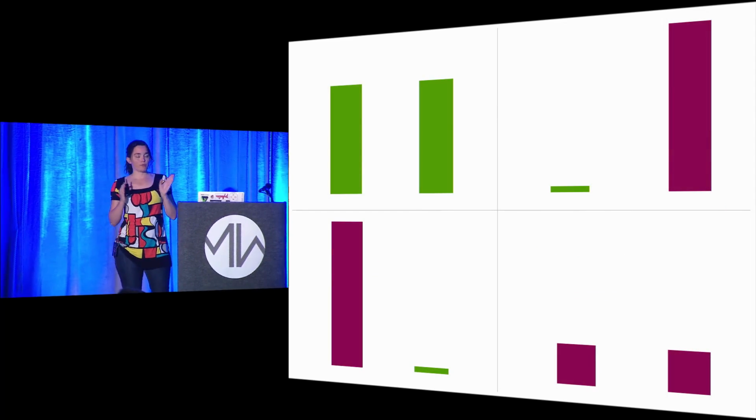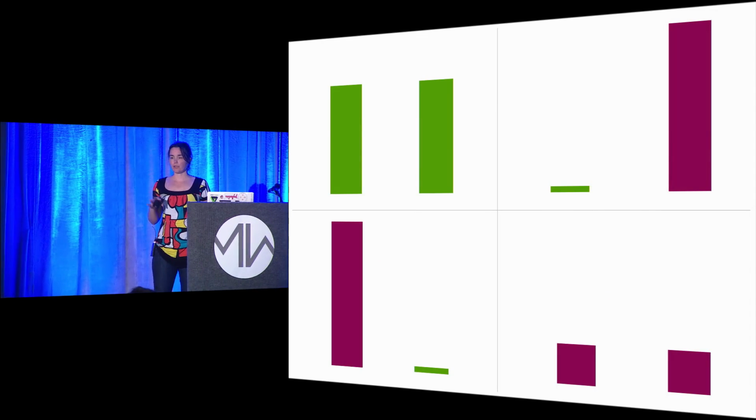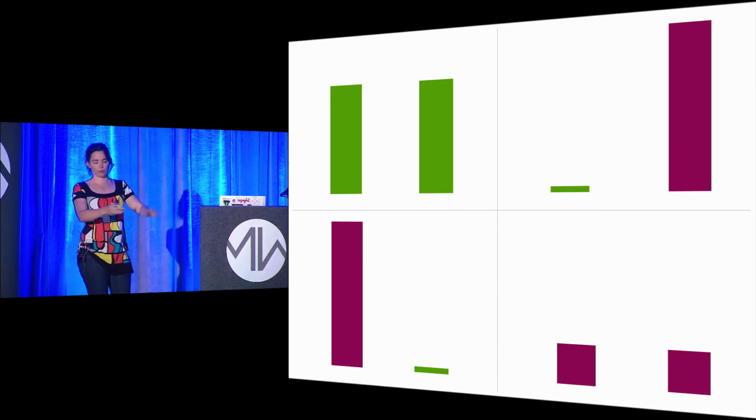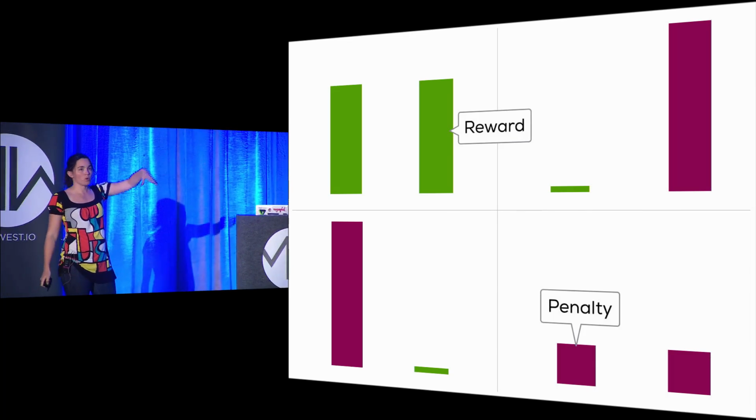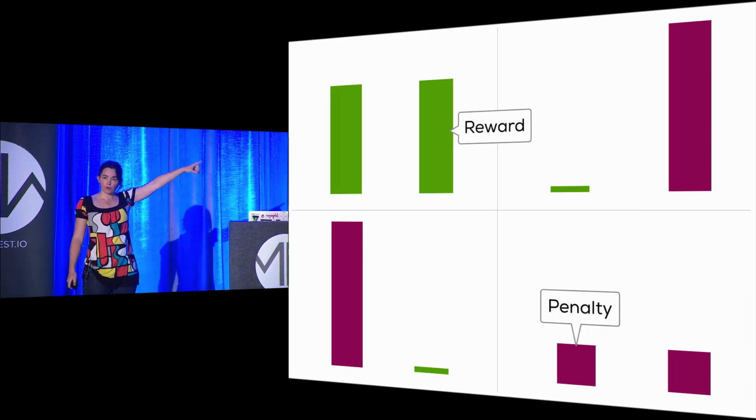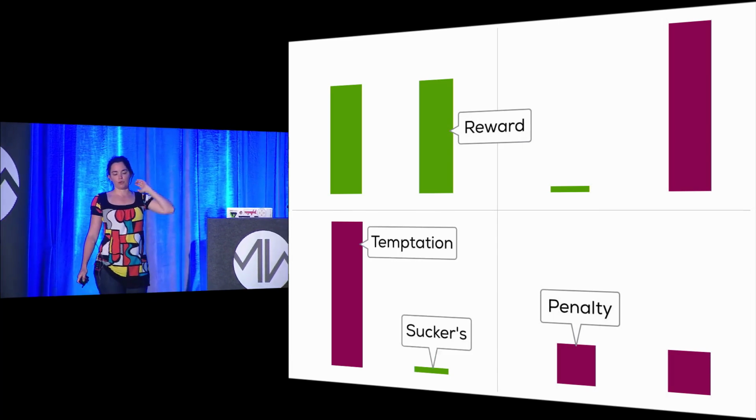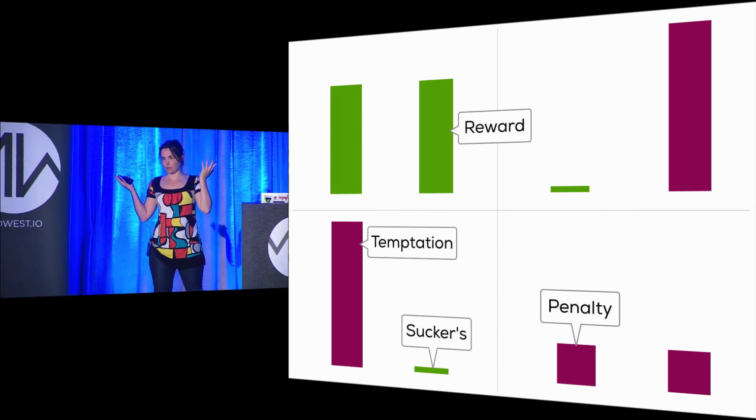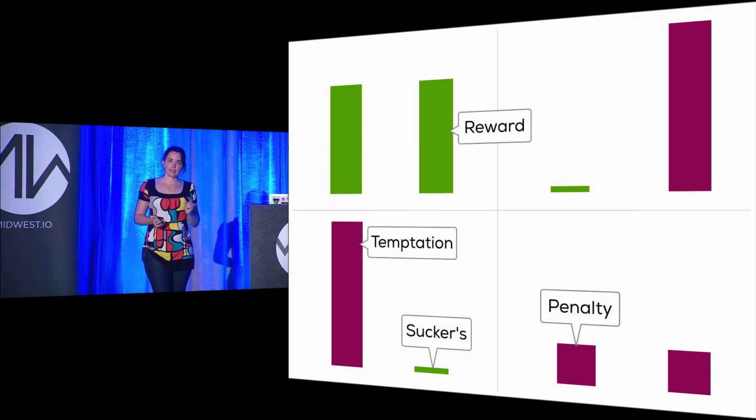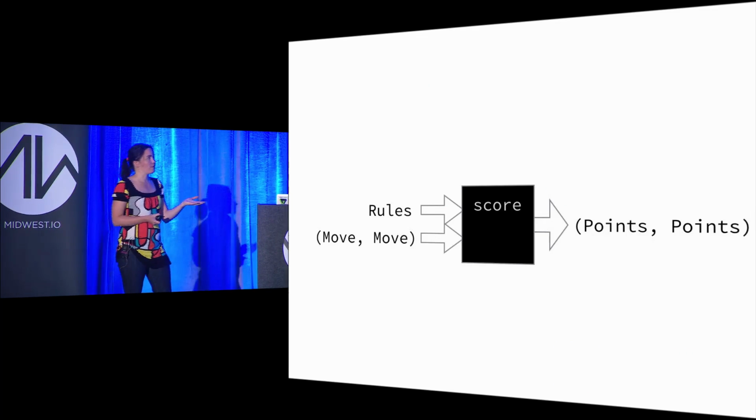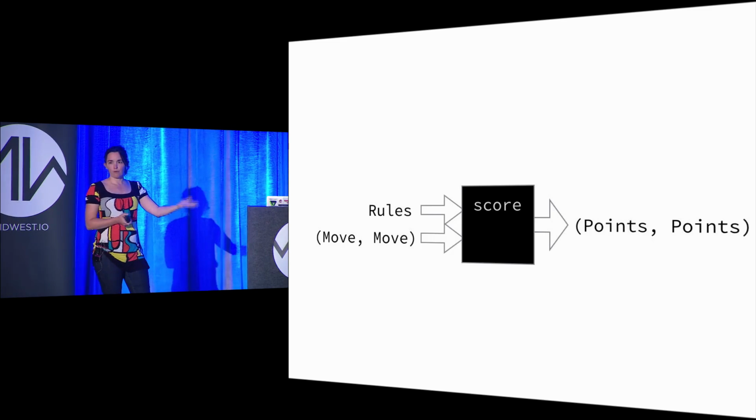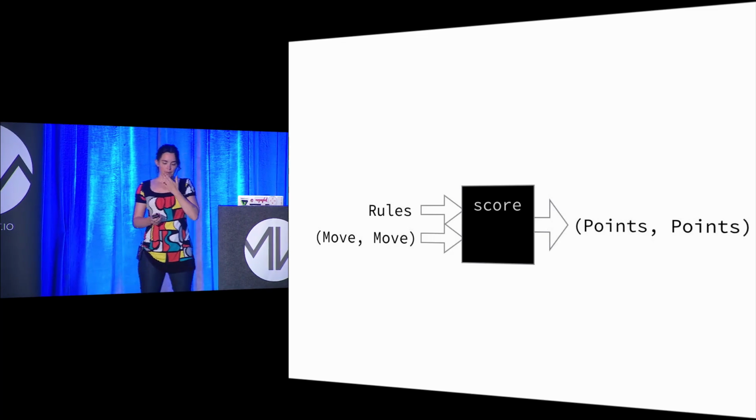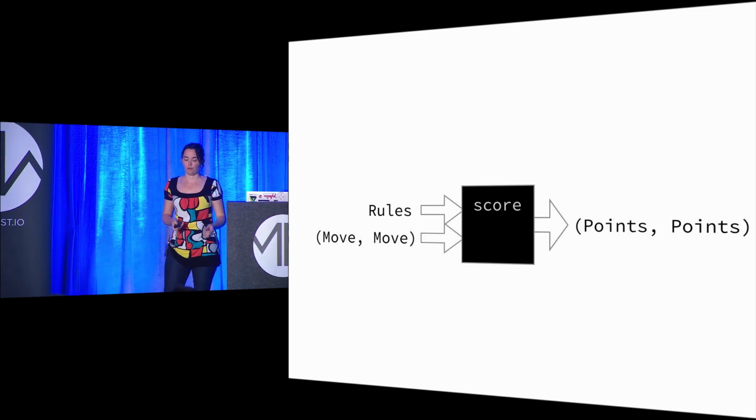So I want to go to another property that's much simpler. Let's look at the properties of the rules. Now we're going backwards, on the track toward the simpler things. The rules have 4 attributes: the reward for mutual cooperation, the penalty for mutual defection, the temptation to defect, and the sucker's penalty. So these four integers make up rules, and I can say stuff about those. I've got a score method that takes some rules and a set of moves, cooperate, cooperate, or cooperate, defect, and outputs the points, a pair of points corresponding to each move.